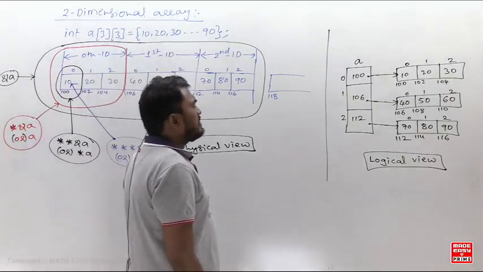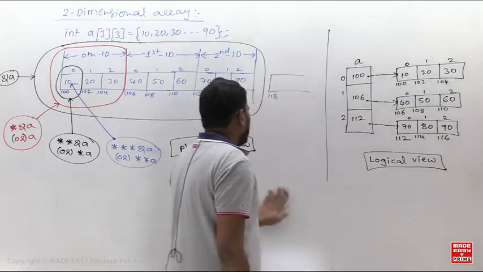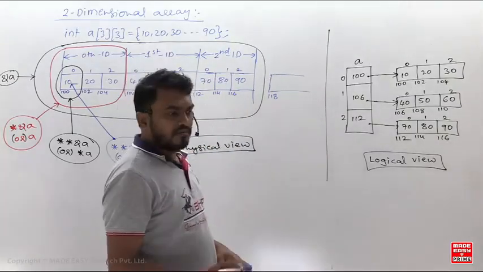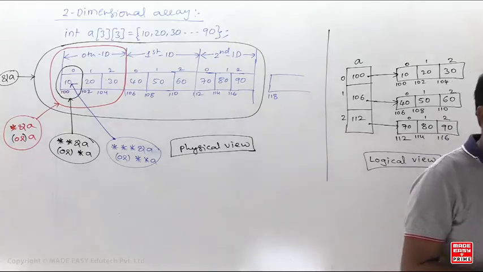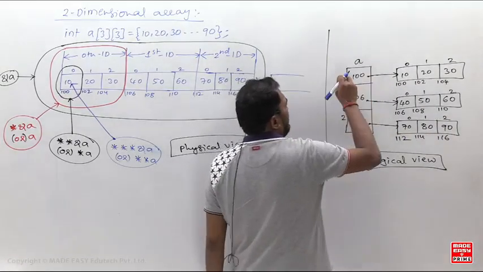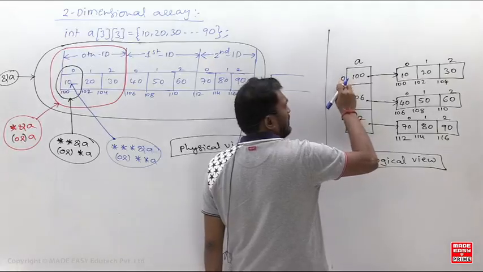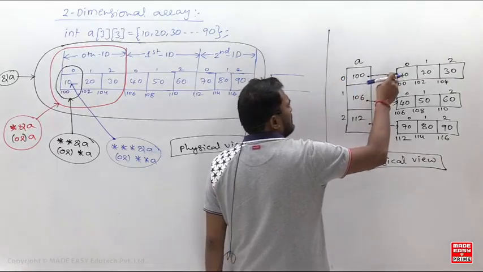Now what is the logical view? Understand carefully. Logical view means, I told you, A of I contains what? We have written a very important point: A of I contains the constant base address of the ith row 0th element.